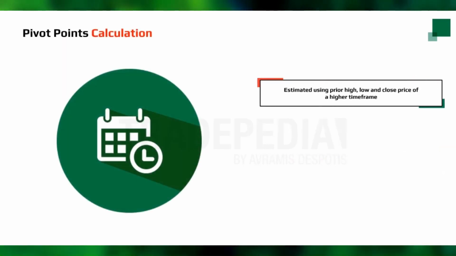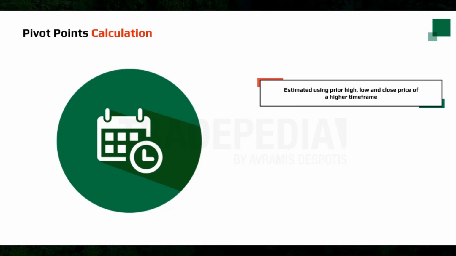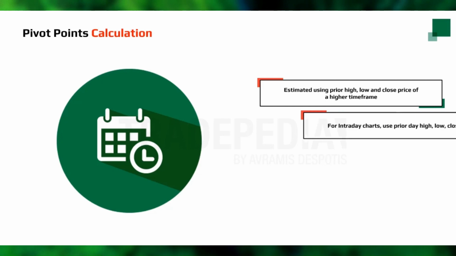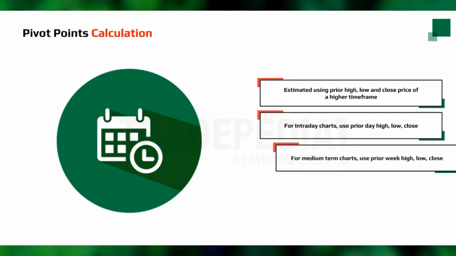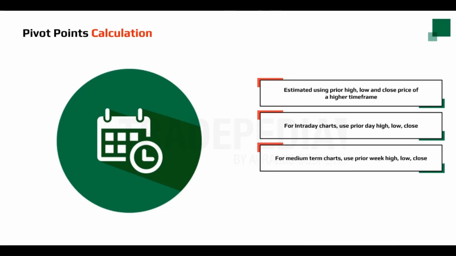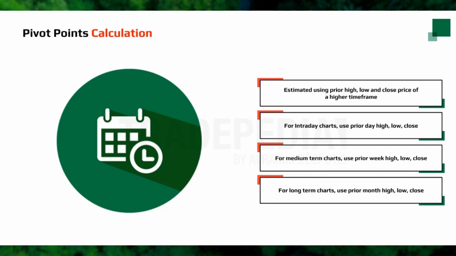Pivot points use the prior high, low, and close price of a higher time frame to determine future support and resistance levels. As pivot points are estimated using previous prices, for intraday charts, we use the prior day's high, low, close. For medium-term charts, we use the prior week's high, low, close. And for long-term charts, we use the previous monthly data.